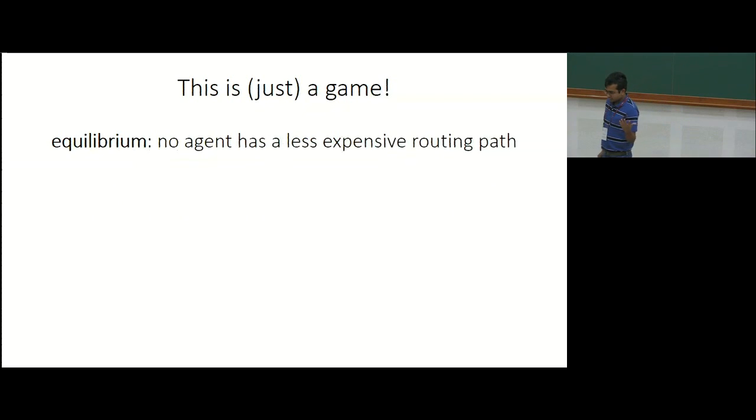An equilibrium state, a Nash equilibrium in the traditional sense, is one where no agent has a less expensive routing path given the strategies that all the other agents are playing. A state is defined by the strategies that all the agents are playing, and it's in equilibrium if no single agent can unilaterally deviate and improve her payoff. In this case, it's an equilibrium if no agent can change her routing path and decrease her shared cost.